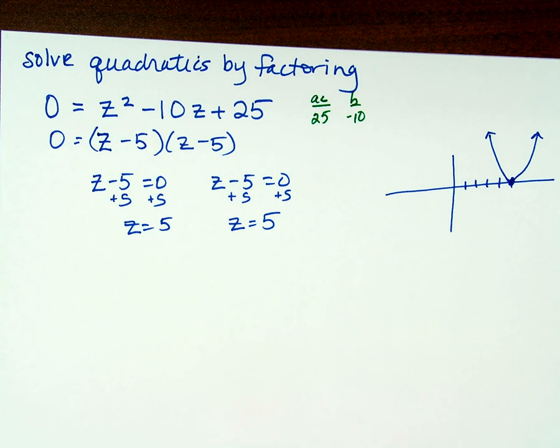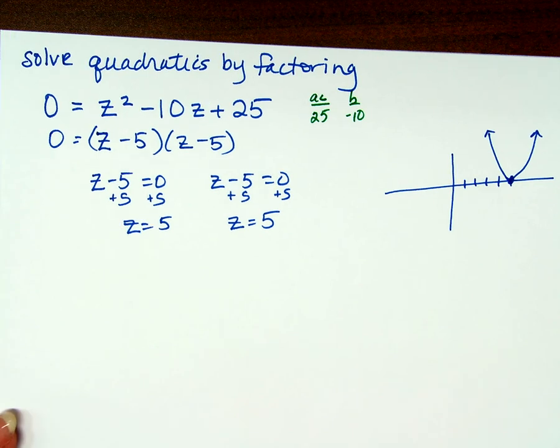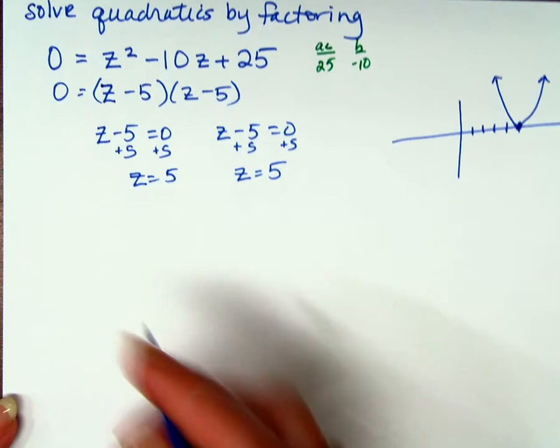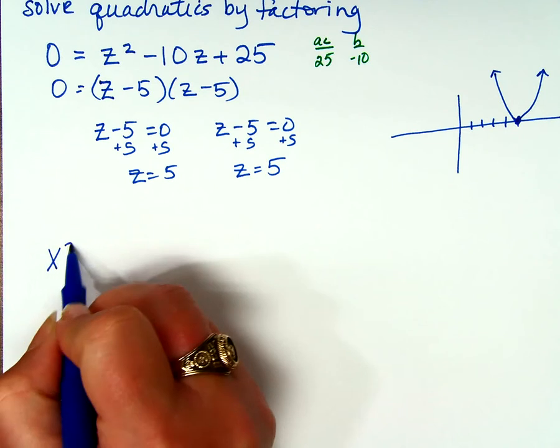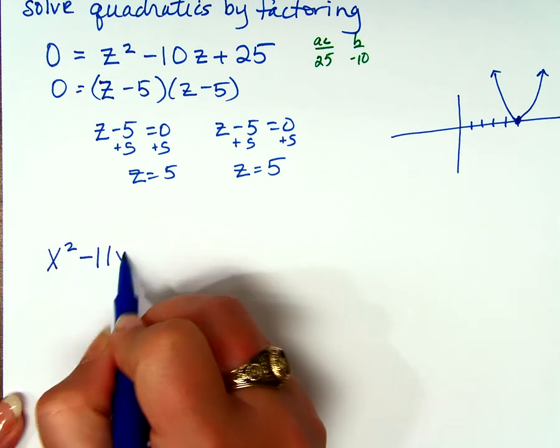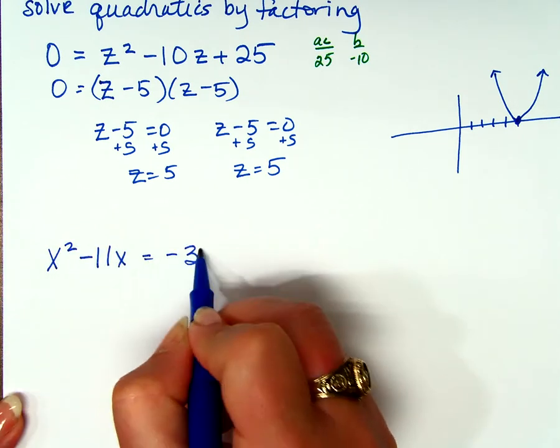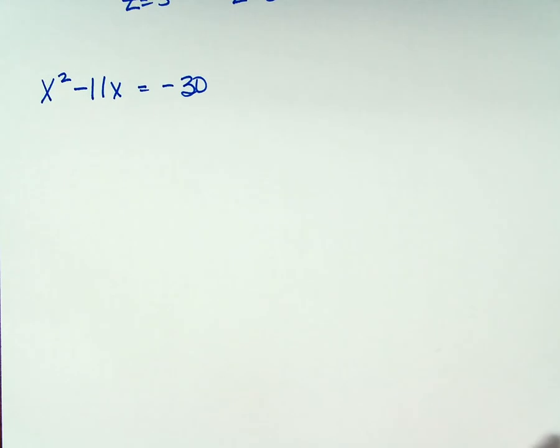Okay. Another? Okay. X squared minus 11x equals negative 30.